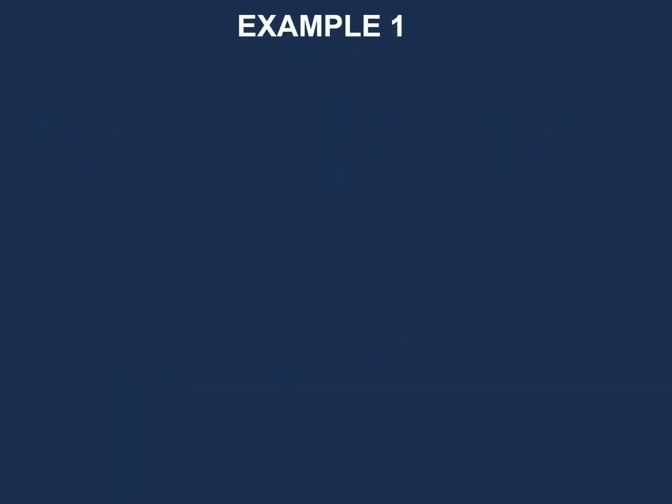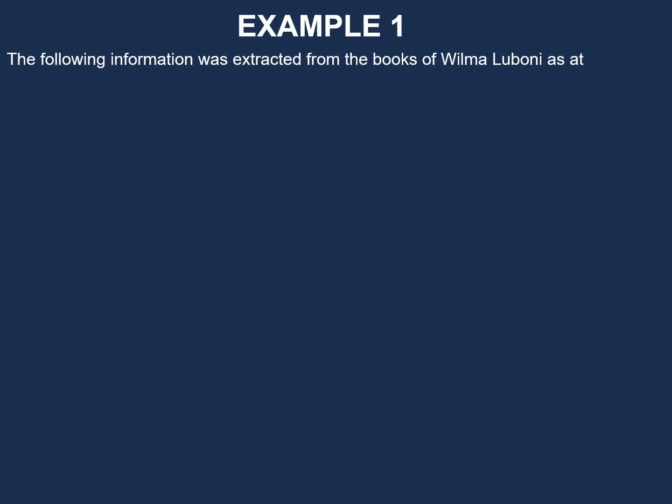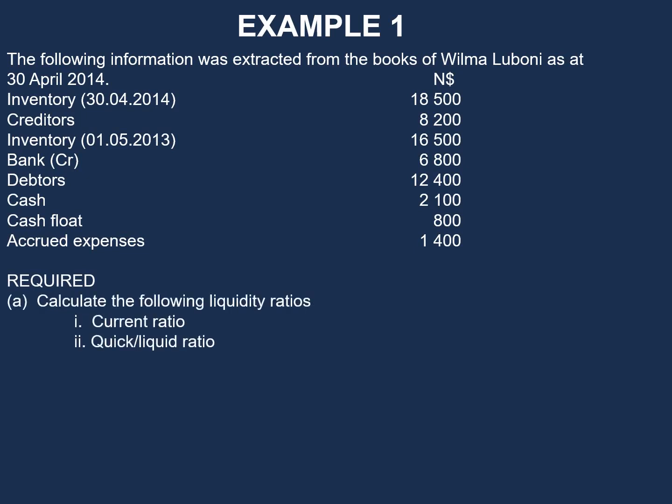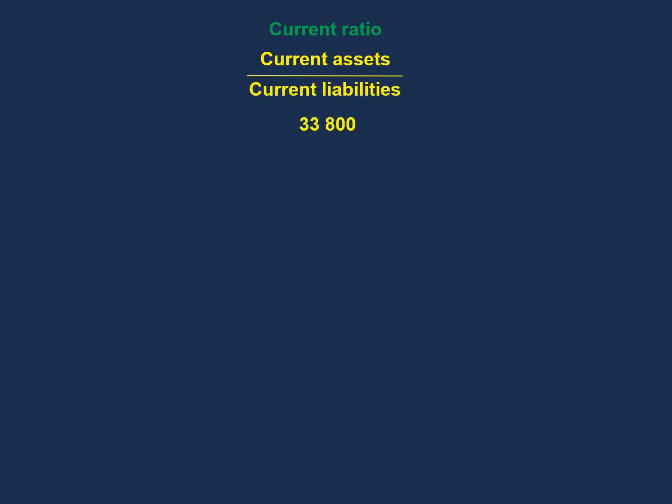Now, if we have a look at an example, the following information was extracted from the books of Wilma Luboni as at 30 April 2014. Now, what's required is to calculate the following ratios. We need to calculate the current ratio and we need to calculate the quick ratio. Now, our current ratio, we will take our current assets over our current liabilities.